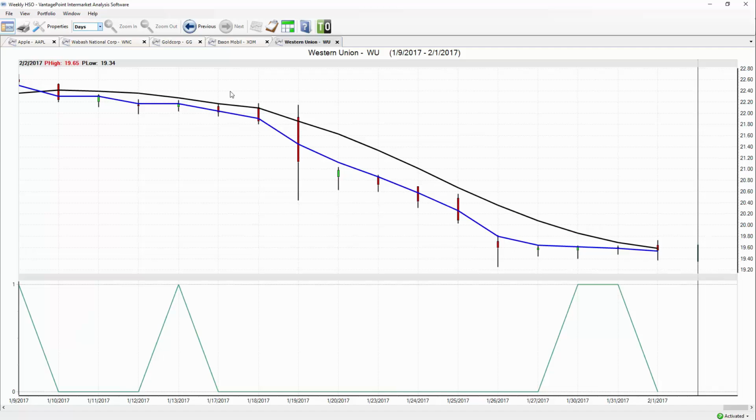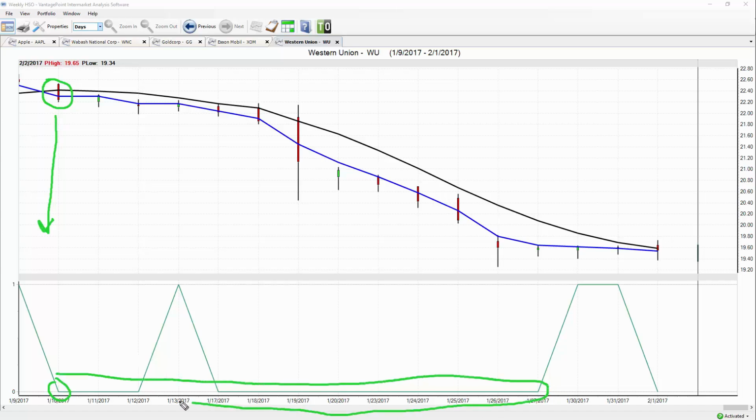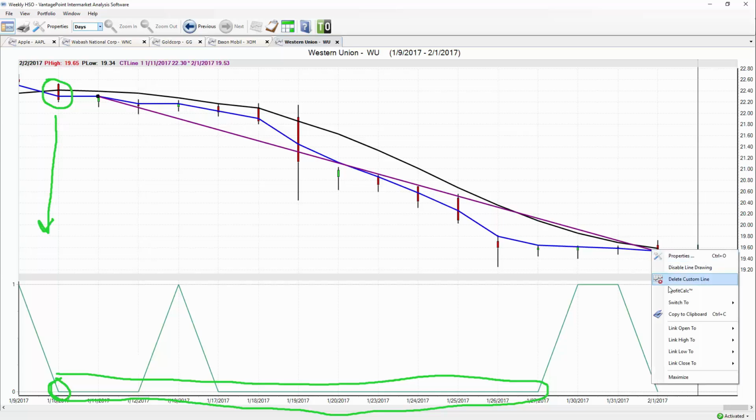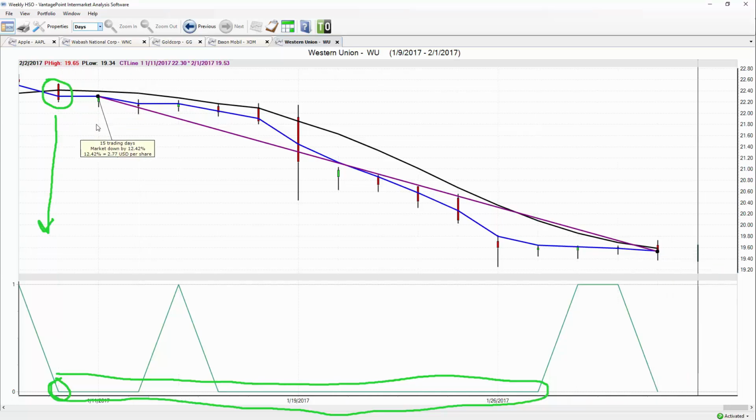Another opportunity here, Western Union. More recently, a crossover to the downside, very, very clear here. You see that neural index down at a 0, saying make sure that you're short over these subsequent 48-hour periods if you're trading Western Union. Certainly no good reason to be long based off the output from the software here. And so far we're down about 12.5% over just 15 trading days.